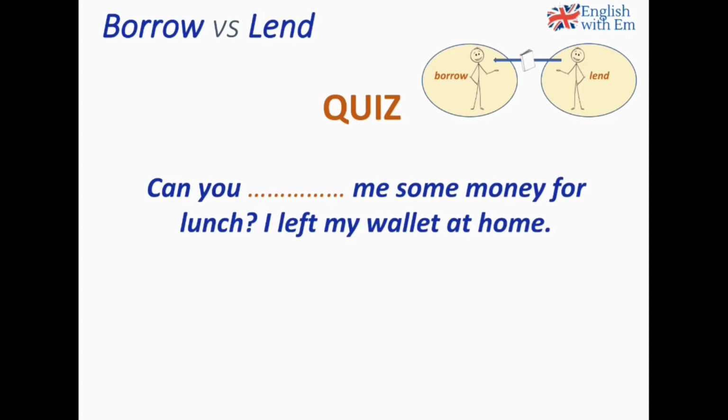Can you me some money for lunch? I left my wallet at home. Lend. So here the money belongs to you, so you lend it. And we have our indirect object, me. You lend it to me.